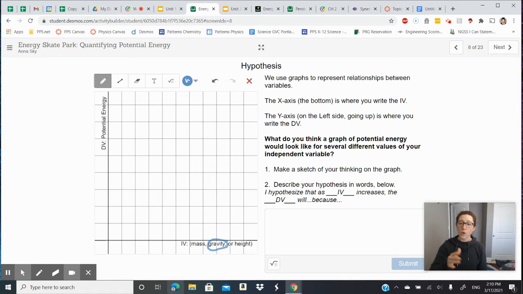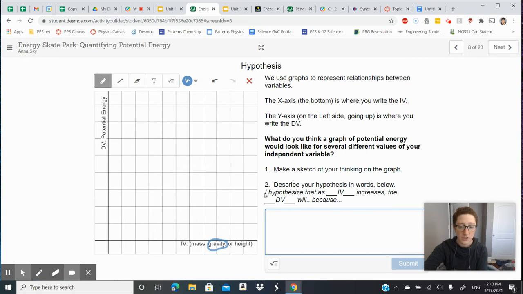And I want you to draw what you expect that your data is going to look like. Now, notice there aren't any numbers on here, so I'm not looking for you to be trying to give me precise numbers. I'm looking for a shape of the graph. What do you think that shape of the graph would look like? And in this section right here, I want you to put what you had there into words.